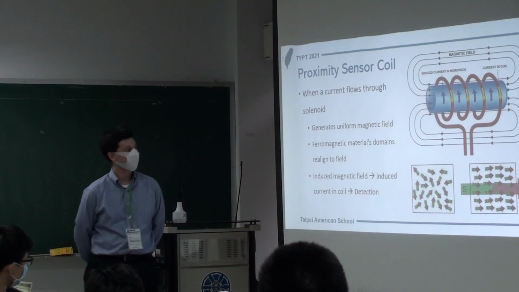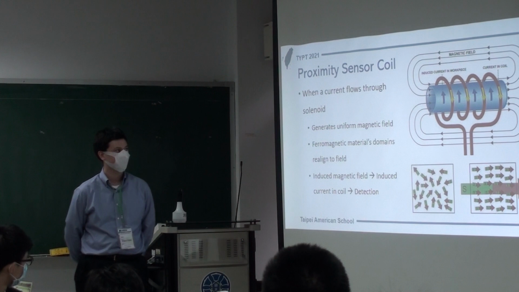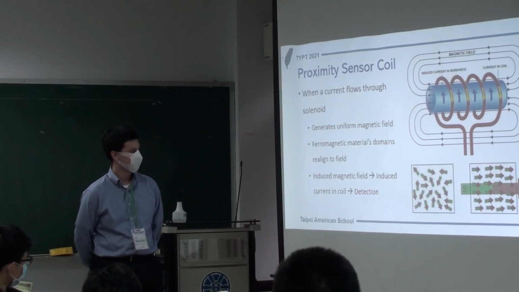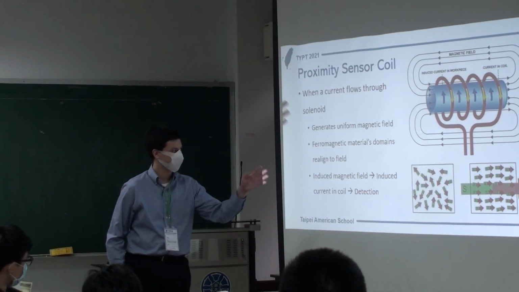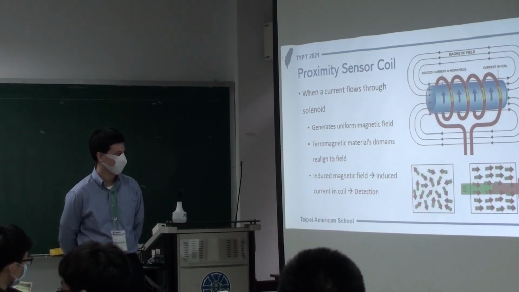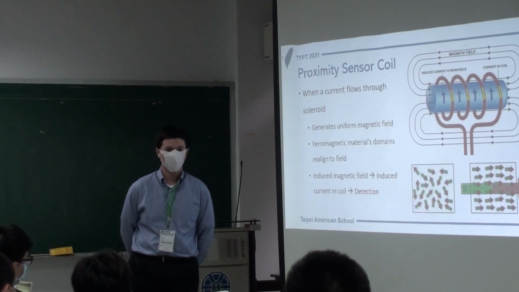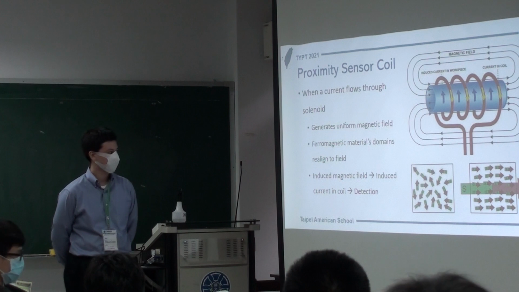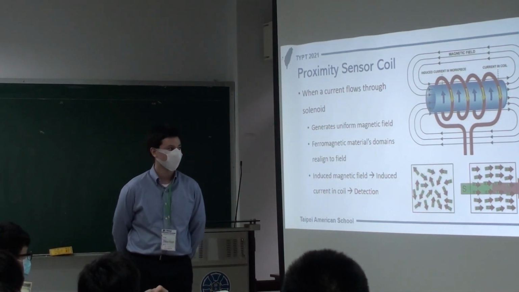When a current flows through a solenoid, we know that it generates a uniform magnetic field inside the solenoid. And if a ferromagnetic material is placed into this field, then its domains will realign to the field. We know this is a property of ferromagnetic materials. And this induced magnetic field from the realignment of the domains then creates an induced current in the coil, and this allows us to detect the presence of the material.